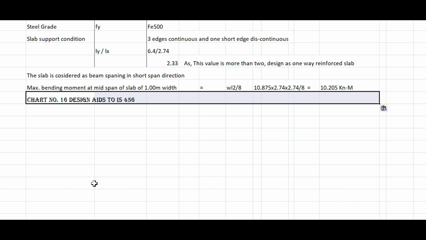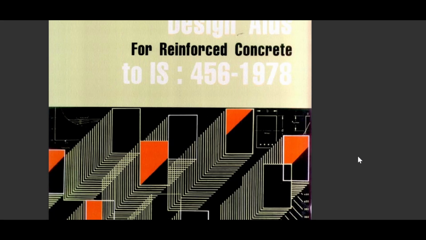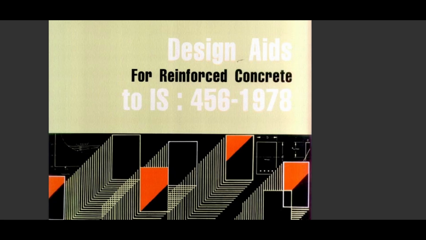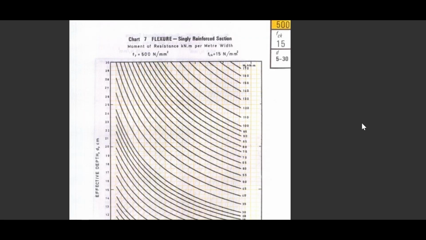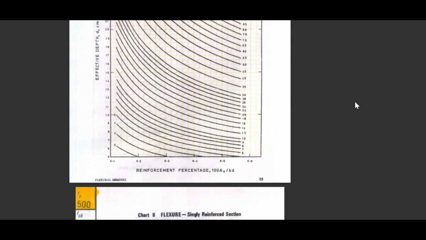Now, we are required to see the scene in the book Design Aids to IS 456. This is the book for design aids for reinforced concrete to IS 456. This is the chart we are required to see. The maximum bending moment we have calculated is 10 point something. So this curve is for this 10 kilonewton meter bending moment in a beam.